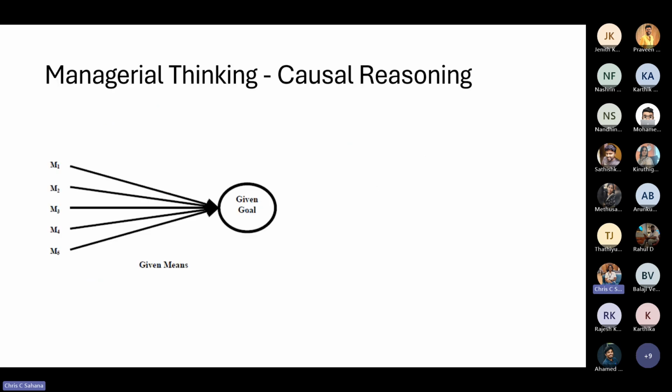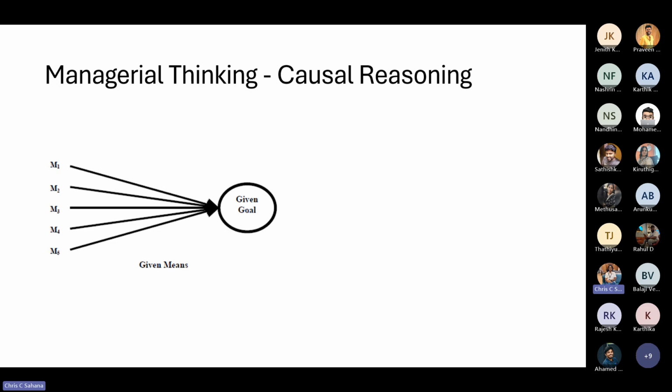So we have 2 types of thinking here. One is the managerial thinking, which is also called causal reasoning. As the word implies, it is a cause and effect approach. As the picture shows here, it begins with a predetermined goal, and then we have a given set of means here. We seek to identify the optimal, which could be the fastest, cheapest, or the most efficient alternative to achieve the given goal.